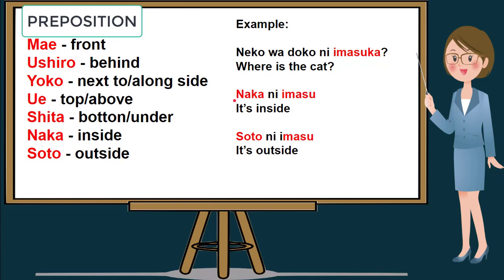If we translate it's inside in Nihongo, it will be naka ni imasu. I'll repeat, naka ni imasu means it's inside. Or if we say it's outside, it will be soto ni imasu because soto means outside. If we answer the question, where is the cat? It's outside. In Nihongo, it will be soto ni imasu. Soto means outside and naka means inside.